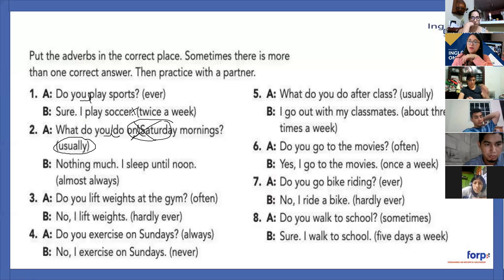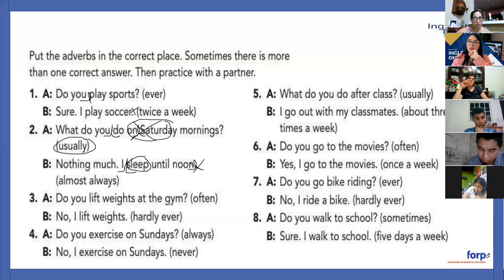Okay, so let's continue with the next one. Nothing much. I sleep until noon. ¿Cómo me quedaría? What do you think, guys? Escuché que alguien dice que almost always must be in this place. Can we say that? Ah, pues no, teacher, it's nothing much. I almost always sleep until noon. That's right. Vamos a escribir in this space, right? Recordemos que it is before the verb. Nothing much. I almost always sleep until noon.